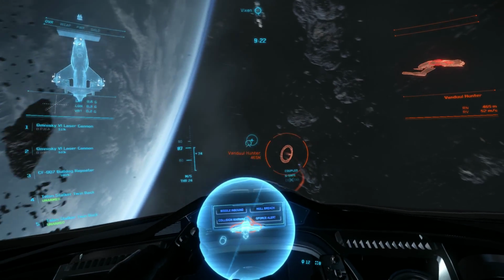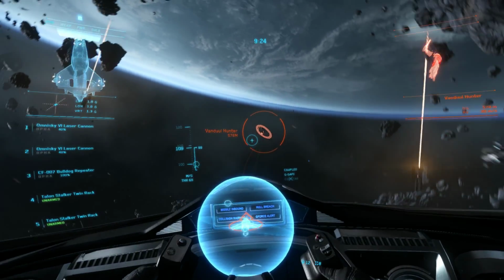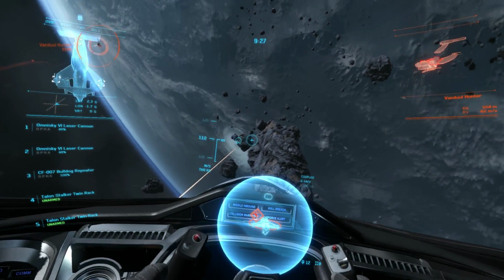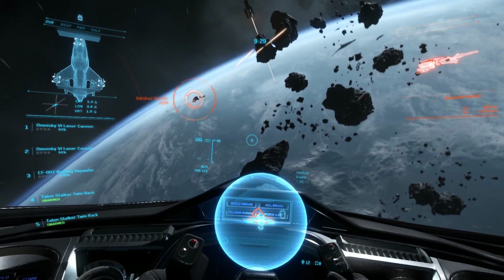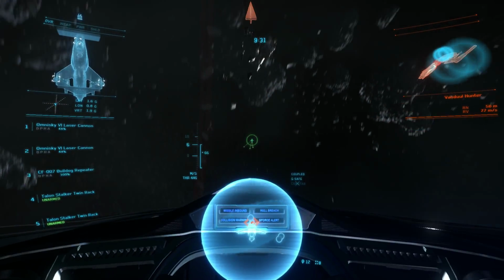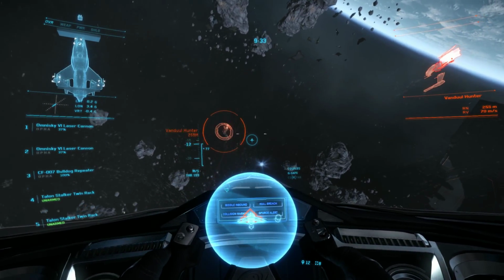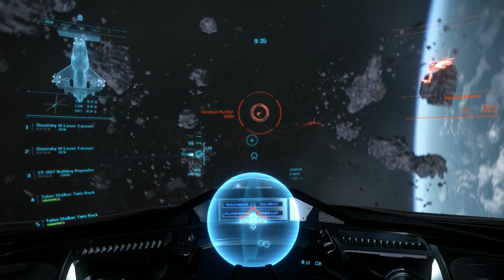And remember, these gimbaled mounted weapons work better if you fire just in front of the fighter that you're battling against. Alright, there we go.